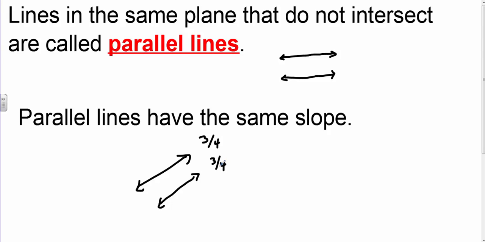By the way, the symbol for parallel is like so. So if I want to say line L is parallel to line M, that's how I would write it. Okay, that's the symbol for parallel.